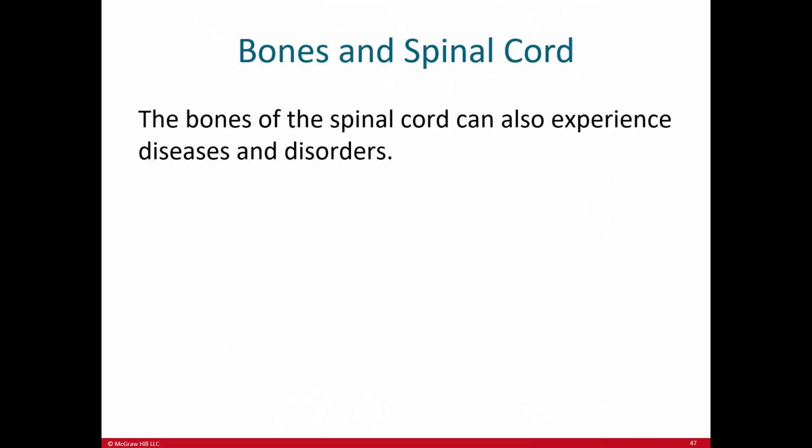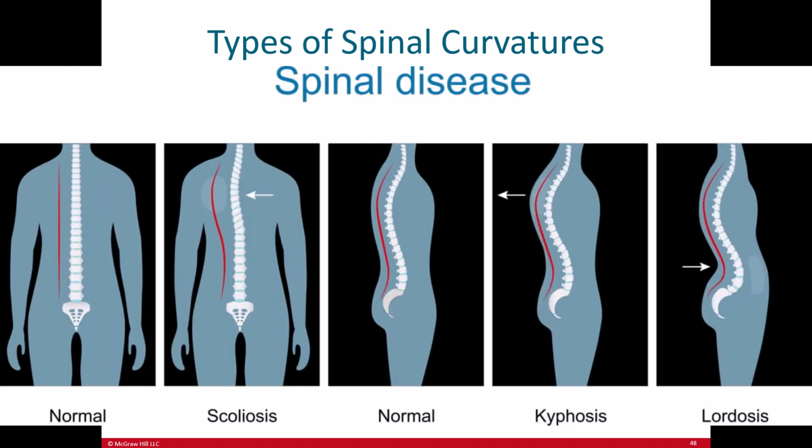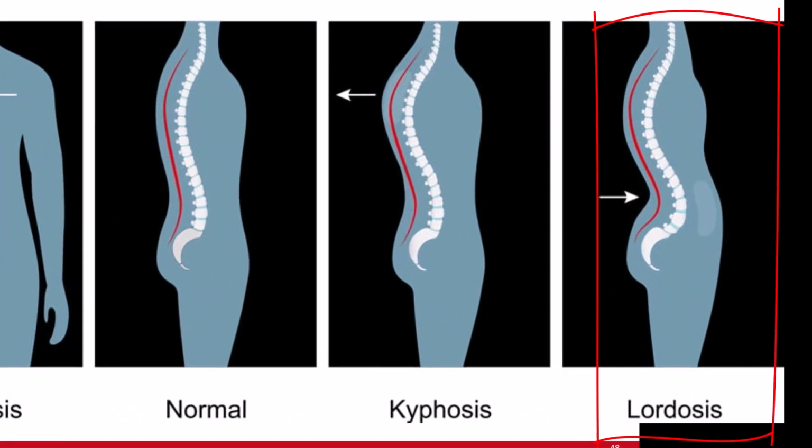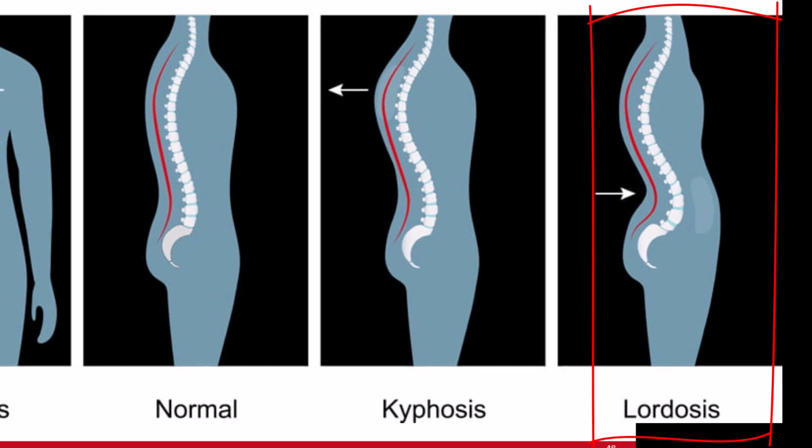Bones and spinal cord. The bones of the spinal cord can also experience disease and disorders. Types of spinal curvatures include scoliosis, which is a side-to-side, or lateral, curve. Then you have kyphosis, which is a front-to-back curvature, and that curve is at the top portion near the thoracic region of the vertebrae. And then one that is not mentioned here, but you should equally know about, is lordosis. Lordosis is also known as swayback, and that is an exaggerated front-to-back curvature of the lower part of the spine. Usually it's around the lumbar area.